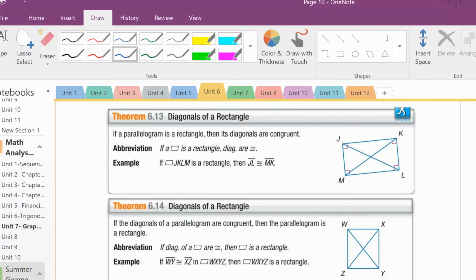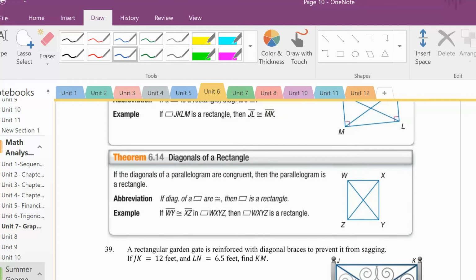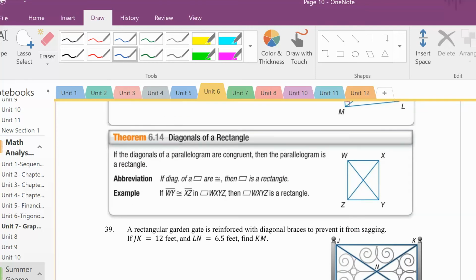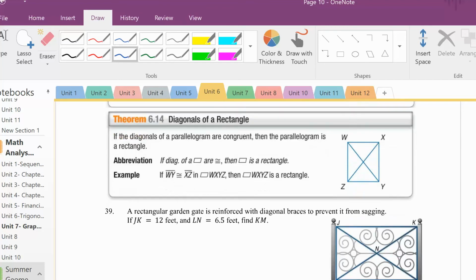So in order to figure out if a parallelogram is a rectangle, there's a couple things that you can notice. Number one, in a rectangle, the diagonals are congruent. They don't just bisect each other, but the diagonals are congruent. So if the diagonals of any parallelogram are congruent, then we know the parallelogram is a rectangle.